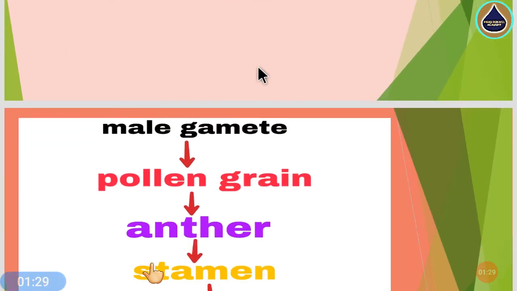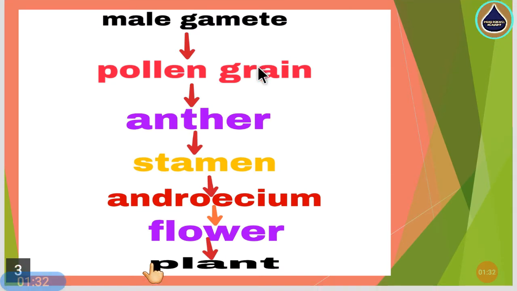Now, before I take the example of how many cells are needed for seed formation, I would like to explain how this male gamete is formed and where it is located. This male gamete is formed in the pollen grain, and this pollen grain is found in the anther, and the anther is part of the stamen, and the stamen is part of the androecium, and the androecium is the male part of the flower, and the flower is part of the plant.